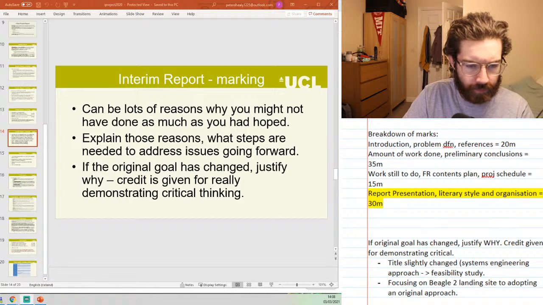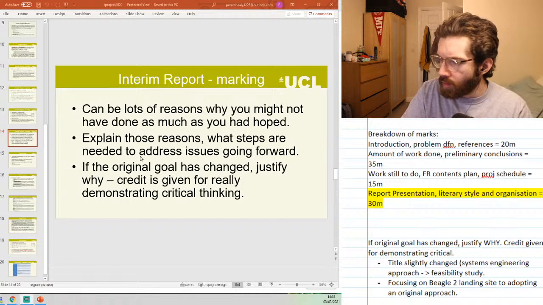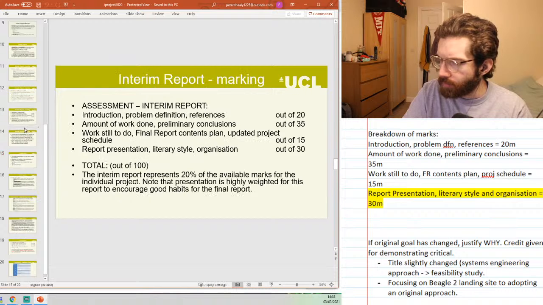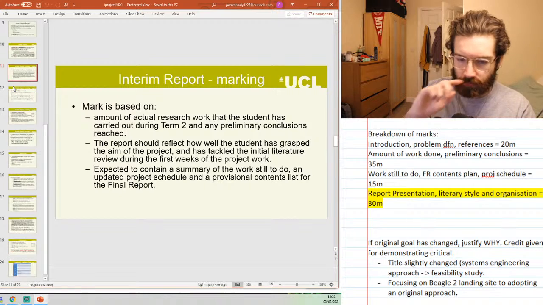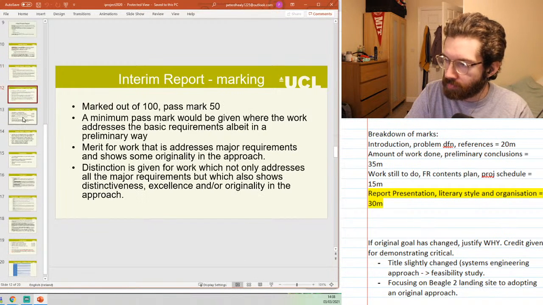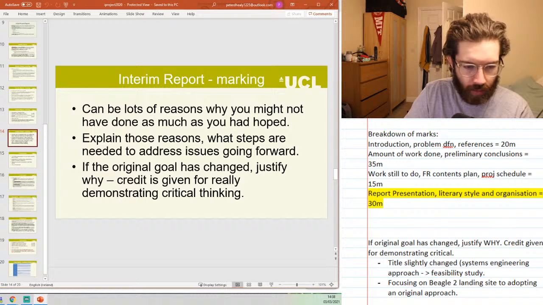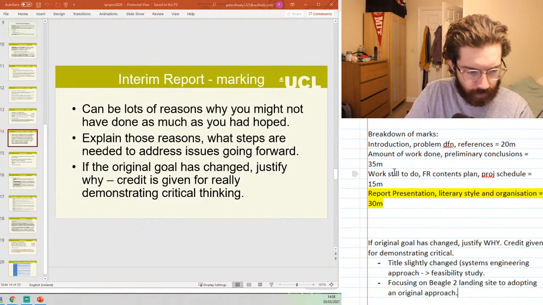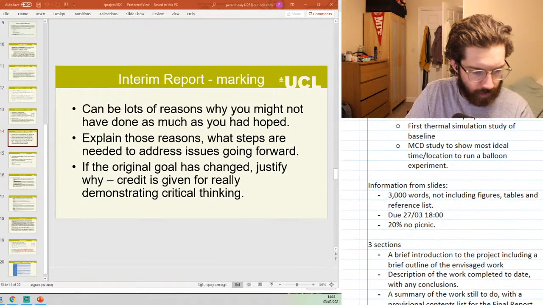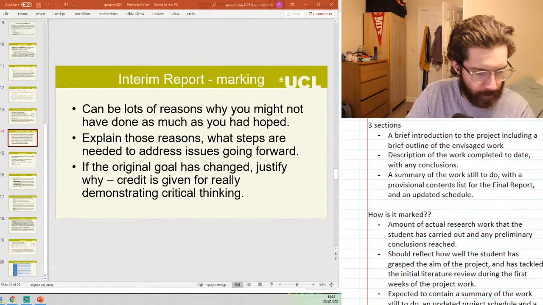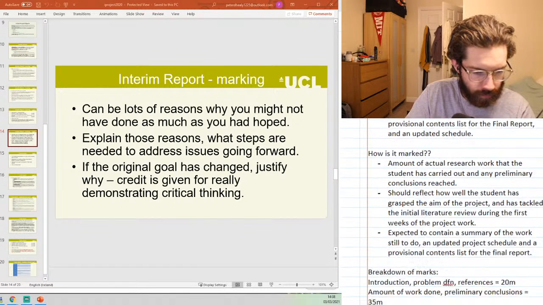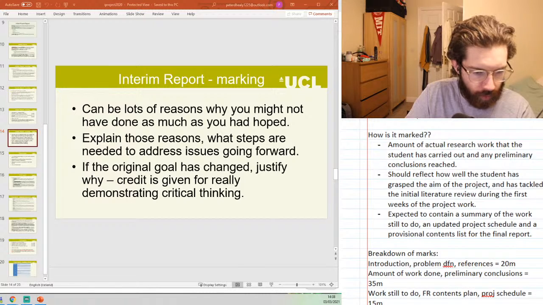Okay. So back to this. Okay, and that's the presentation. We don't care about that. So that's all it is. Not much to it. So, looking at the notes. So, brief introduction to the project, including a brief outline of the vision of the work.